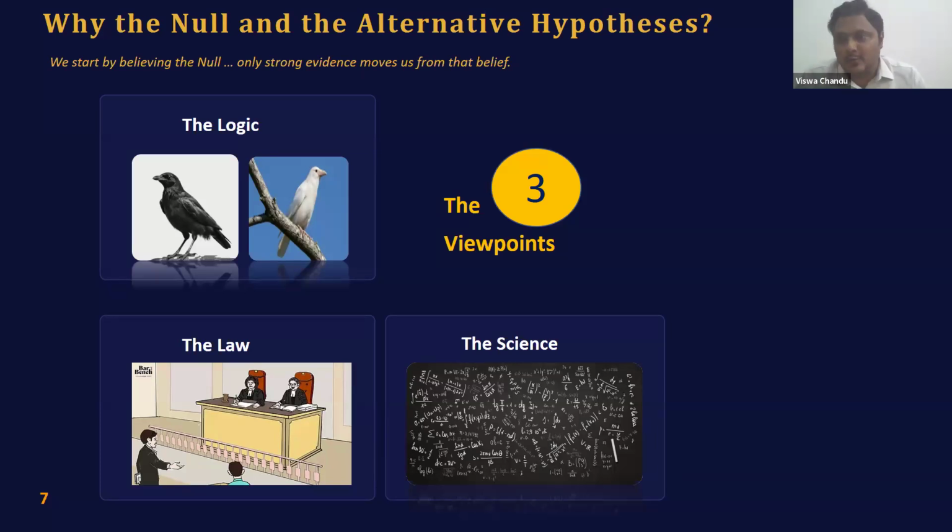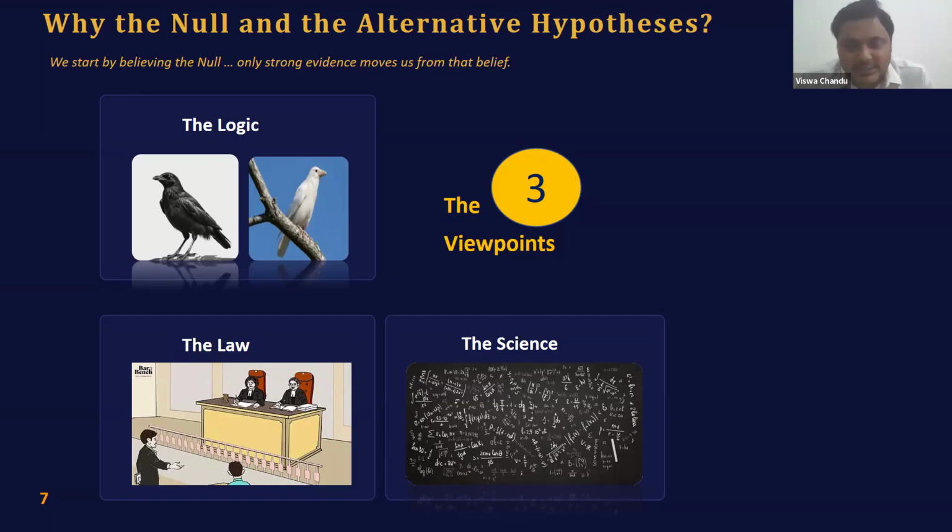And then coming to the legal viewpoint, we all know that with the exception of very few cases, the baseline stance from where a trial starts is that there is no association between the person and the crime. It starts believing that the person is innocent until he is proven guilty. So it assumes that there is no association between this person and the crime. That is essentially your null hypothesis. So that is the legal viewpoint. And then the most important and sound one is the scientific viewpoint.